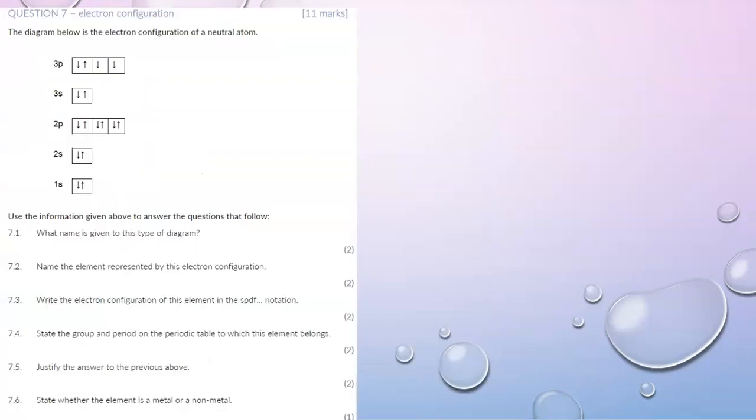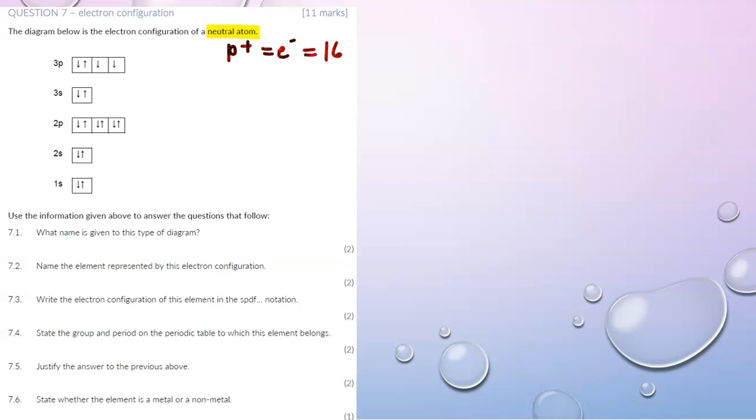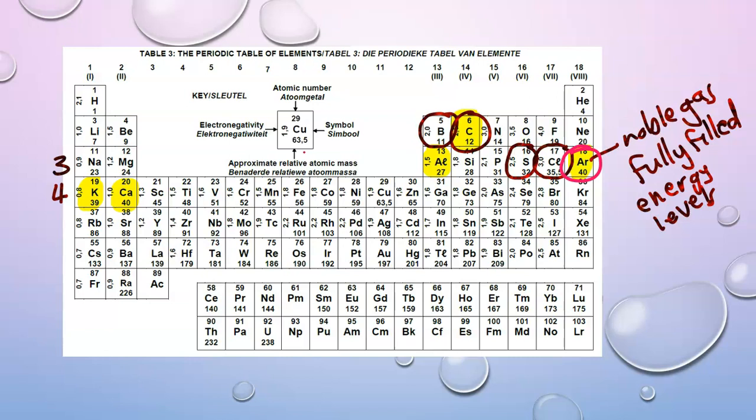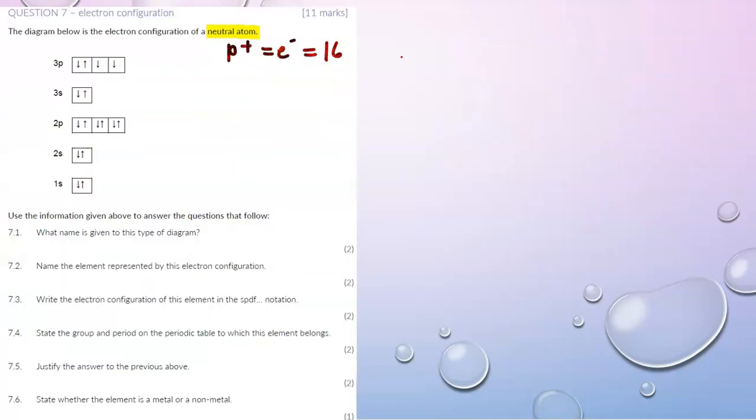If we look at question 7, they tell us that we have an electron configuration diagram of a neutral atom. Okay, so that is important. And then they ask us a couple of questions. Let's just stop for a second before we look at the questions and figure out who this is. Each of these little arrows represents an electron. And because it's a neutral atom, our number of protons will be the same as the number of our electrons. So if we count these electrons, we have 16 electrons. And number 16 on our periodic table is sulfur. So this electron diagram in question 7 represents sulfur.